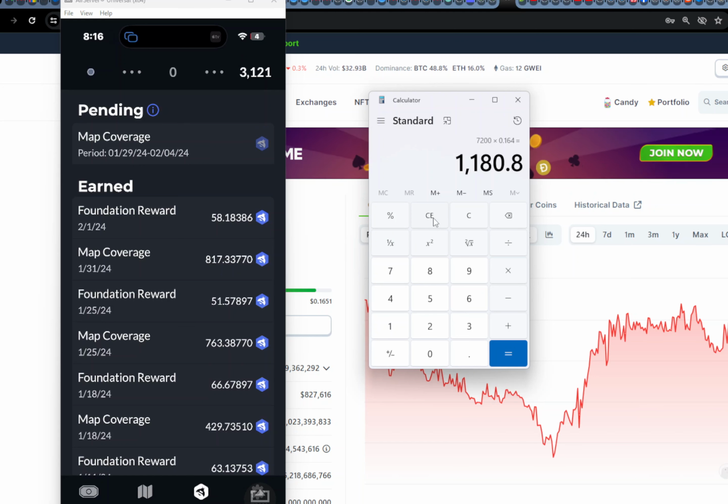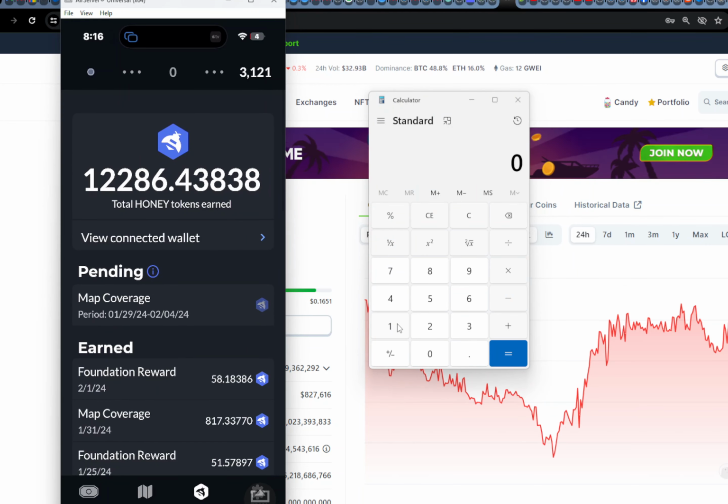Now let's take a look overall. If we do the math and put it together, 12,286 times 16.4 cents, I believe it's about $2,000. Yeah, $2,000 worth of honey. Now I sold some for 20 to 25 cents on average, so I think I made around $2,800, because I'm still holding about 6,000 or 7,000 honey. I sold about 5 or 6,000 for a very good price when it jumped up high. So that's where I'm at with the 2 months.